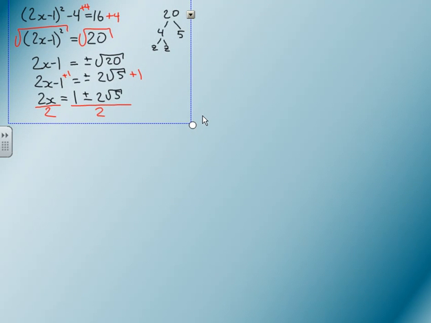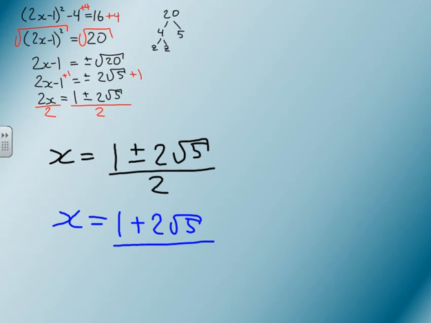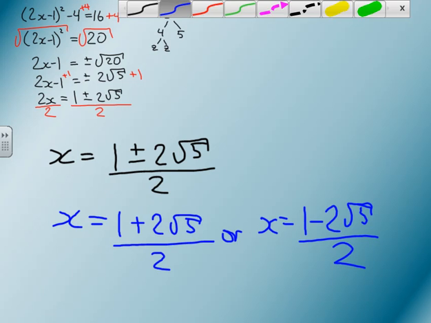So what I end up with for an end answer is x equals 1 plus or minus 2 root 5 all over 2. So I could also write this as x equals 1 plus 2 root 5 over 2, or x equals 1 minus 2 root 5 over 2. And this is my end answer.